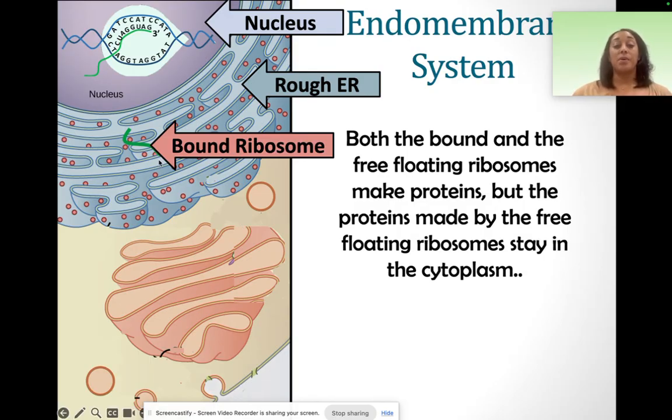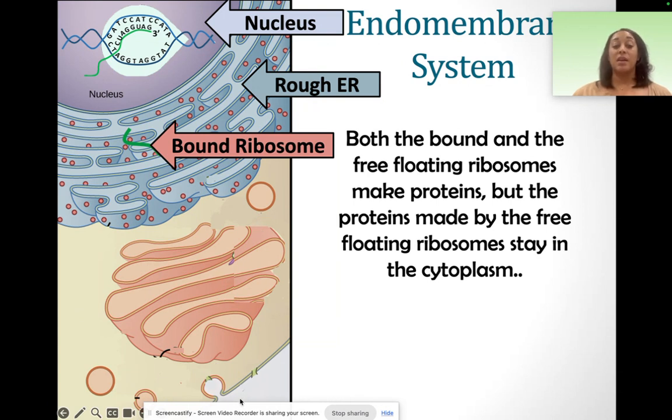So the ribosomes that are attached to the rough ER, the proteins that are made here are going to be used inside the cell, or they're actually going to be... the free-floating ribosomes, the proteins that they make, the ones out here, will stay in the cytoplasm, whereas the ones that are made here are going to go to other parts of your body or other parts of the cell.